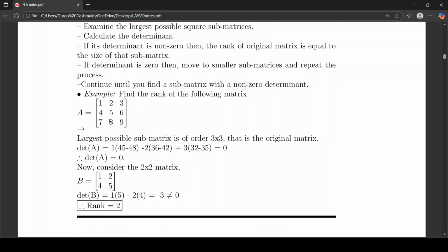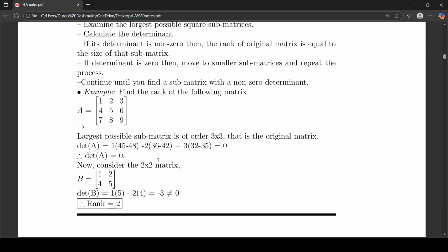So for example, we have taken the same matrix for clarity. Here the largest possible submatrix is obviously 3 by 3, that is the matrix itself. So its determinant is 0, which is not what we want. We want a non-zero determinant. So we will consider the first 2 by 2 matrix, which is [1, 2; 4, 5]. Its determinant is -3, which is non-zero. Hence the rank is 2, which is exactly what we got using the previous row echelon form method.